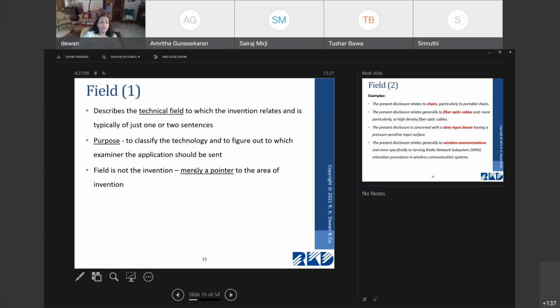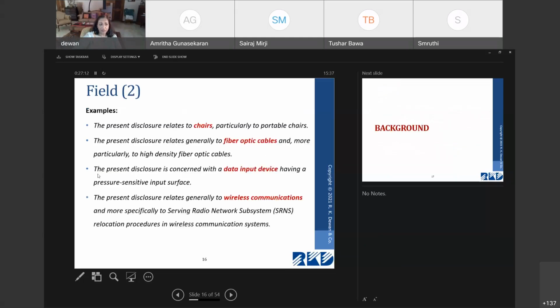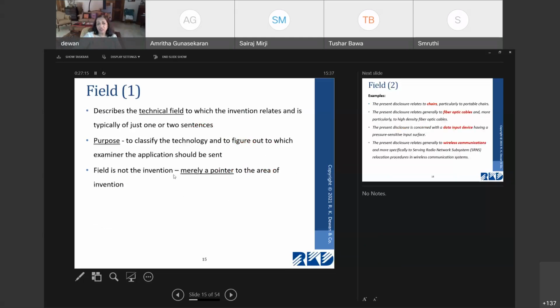So let's look at the other part. This field is not the invention. Here we don't talk about the novelty; the invention does not come in the field. It is merely a pointer to the area of the invention. The important part for the field is that it should point to the technical field. It should be one or two sentences, but you can go up to four or five. Keep it very clear, so that the purpose to classify the technology is met.